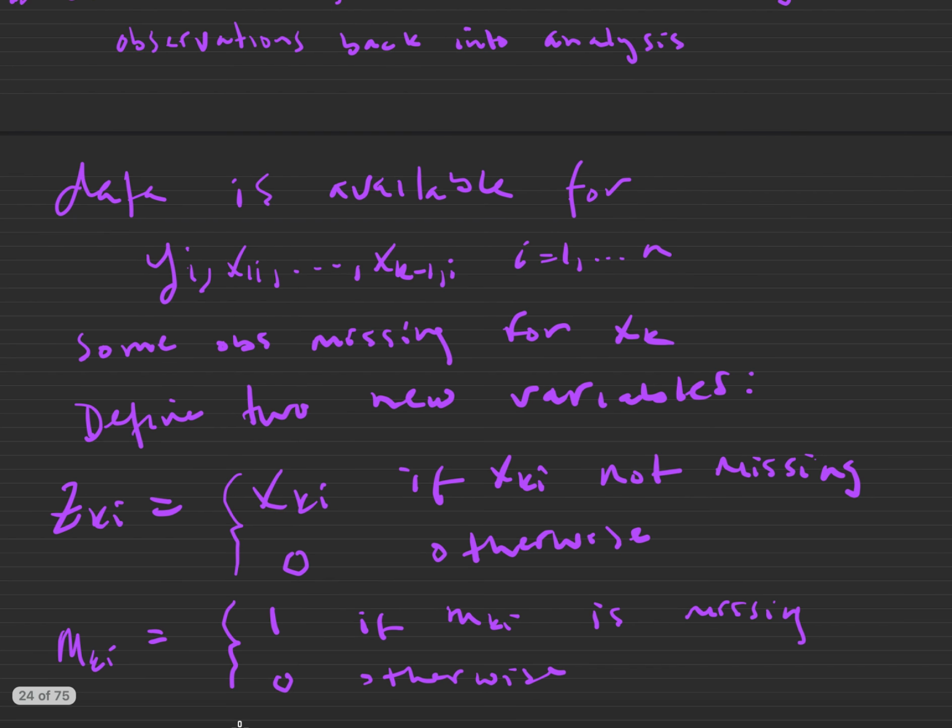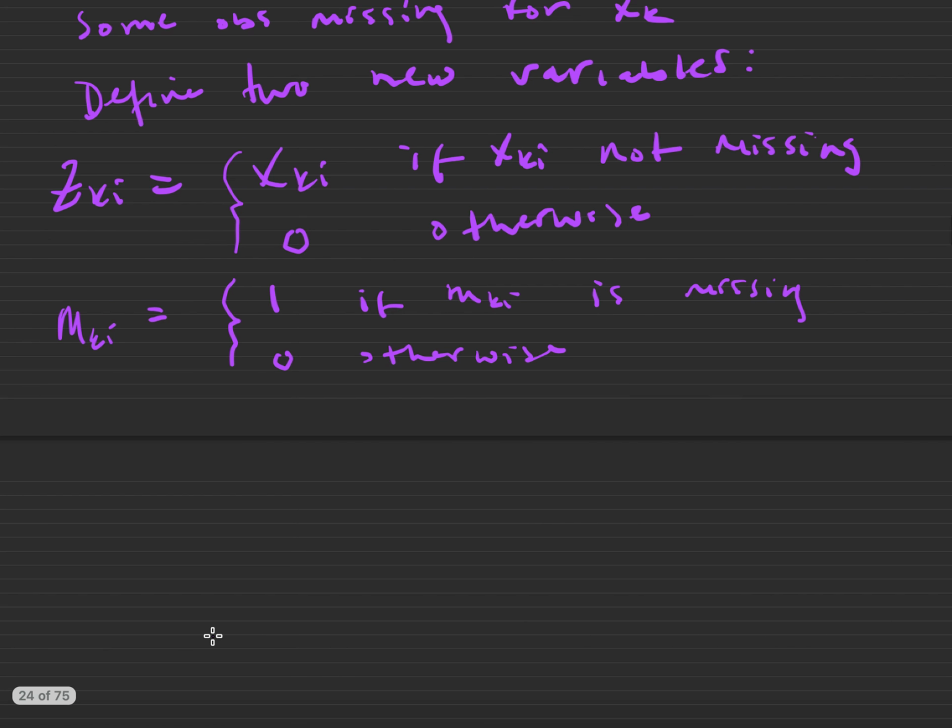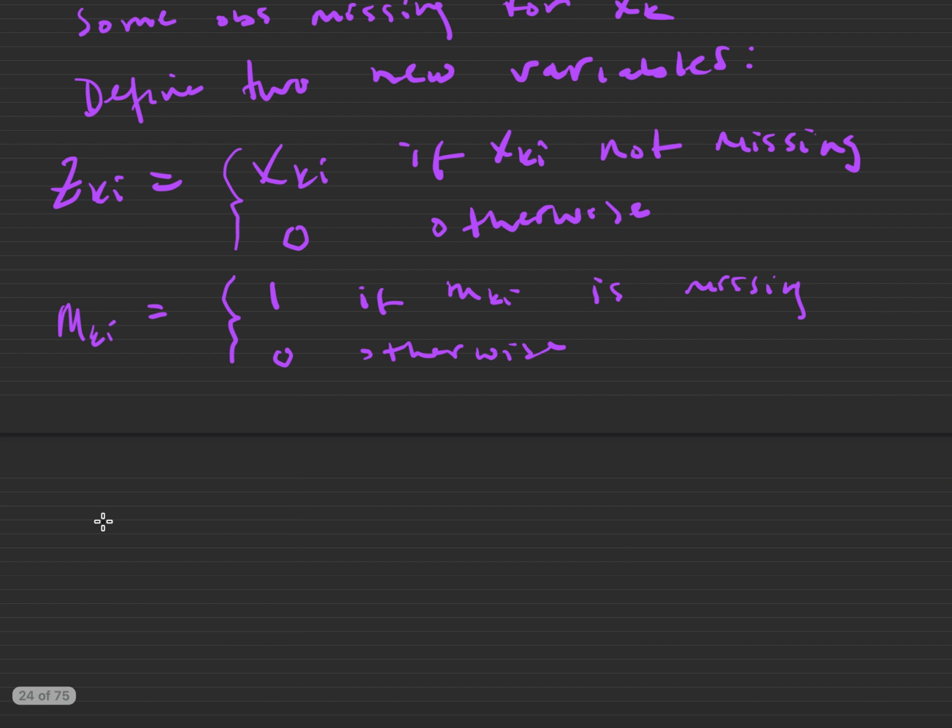We include zki and mki in the regression in place of xki. So we will have a regression y equals beta naught plus beta 1 x1 through beta k zk plus delta 1 mk. And we will interpret beta k as we would usual. Delta 1 won't have a useful interpretation.